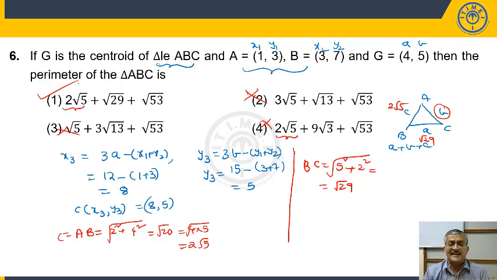Okay, the formula used here is the distance between two points. This entire problem depends on the distance between two points. The AB length we calculated is 2 root 5, and the BC length we calculated is root 29. Only one option consists of 2 root 5 plus root 29, so option 1 is the correct answer. Okay, now?